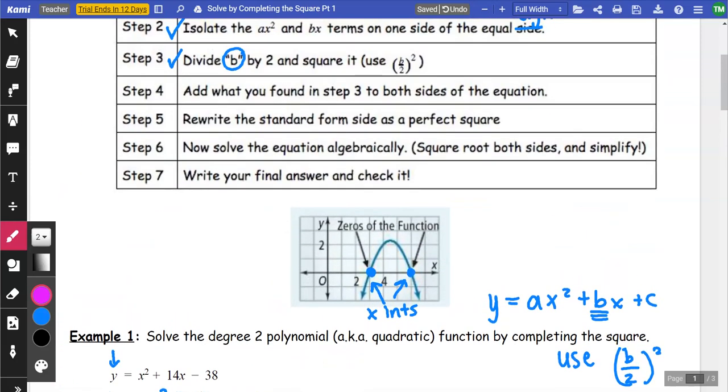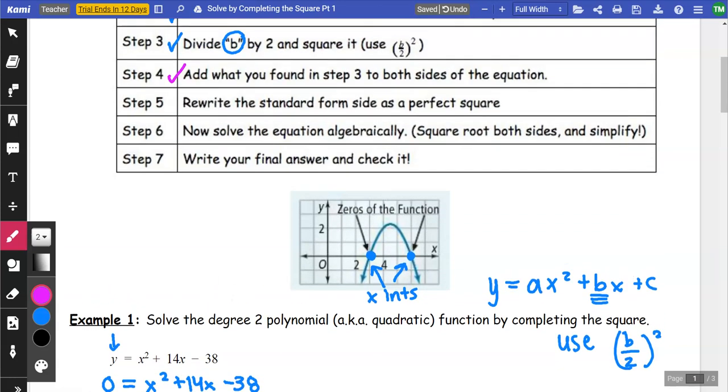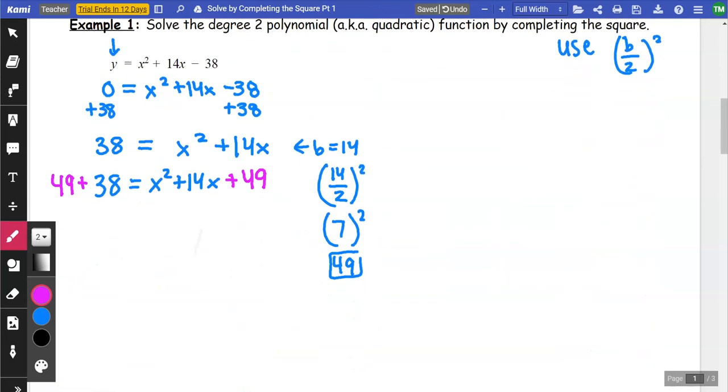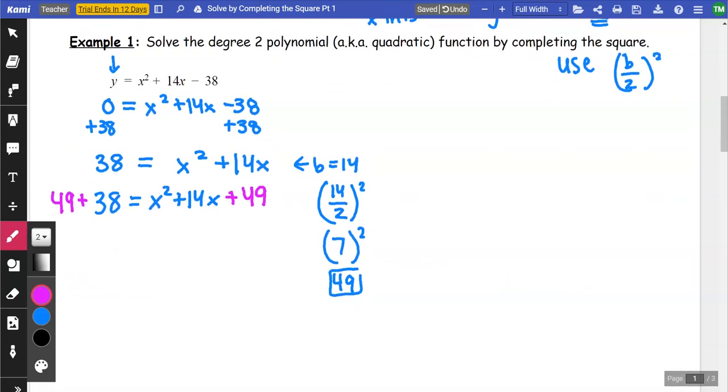Okay, so we did that. Now rewrite the standard form side as a perfect square. So when I say that, what I really mean is factor that side. So we're going to factor the x squared plus 14x plus 49. So on this side, 49 plus 38 is 87.